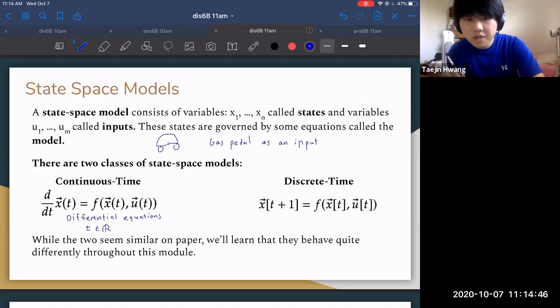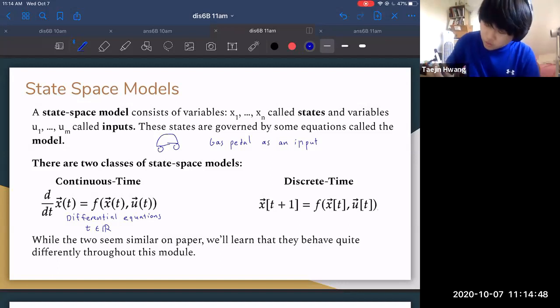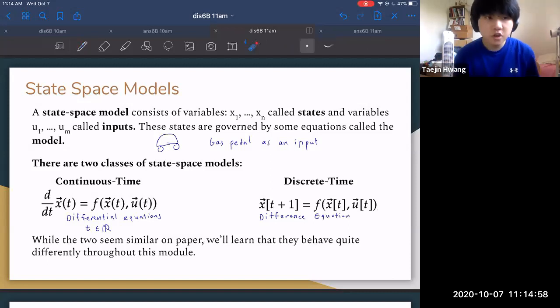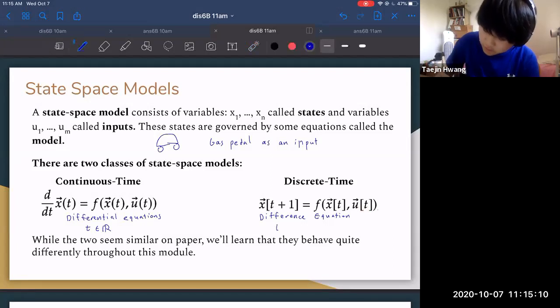In discrete time, this is kind of new, but we're going to be using something called a difference equation. A difference equation is just a recursive equation that tells you what x of t plus 1 is based on x of t, its previous time step, and potentially the input. So the t variable here is going to be a natural number, equal to 0, 1, 2, and so on and so forth.